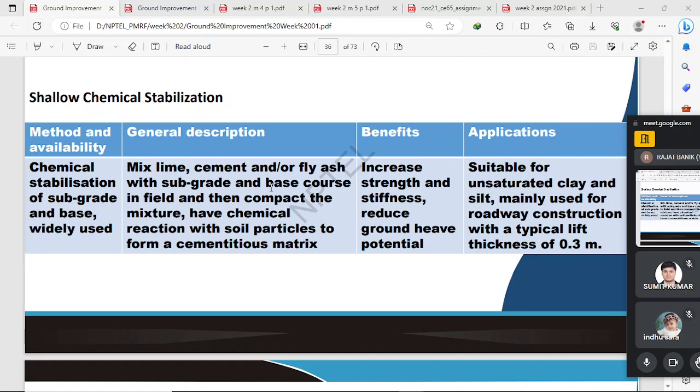When the lime and cement react with water, a strong, stone-like cementitious material is formed in the ground, and the ground becomes stable and its strength and stiffness increase, and it also reduces the ground heave. But it is only up to a limited thickness or depth, up to 0.3 meter only.